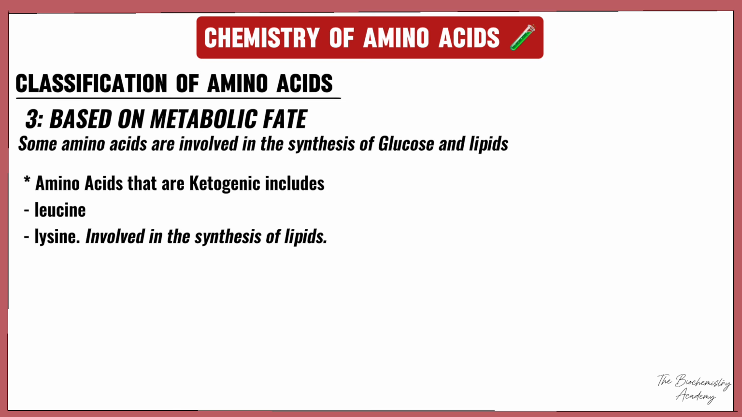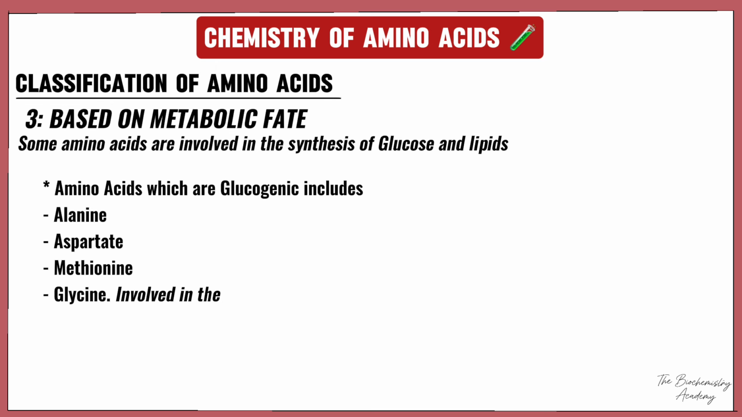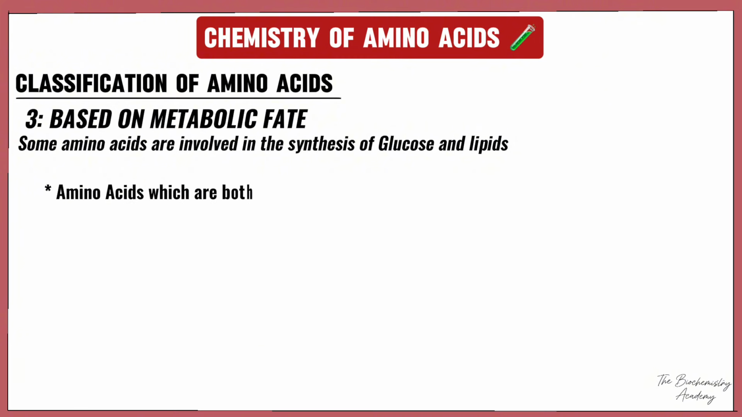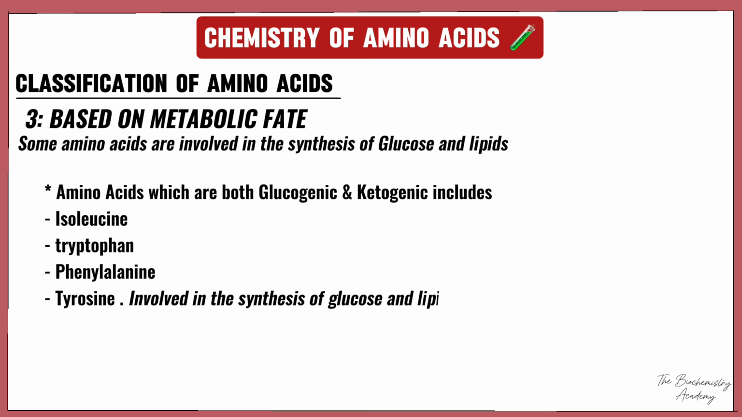Now, amino acids which are glucogenic include alanine, aspartate, methionine, and glycine. Now, amino acids that are both glucogenic and ketogenic include isoleucine, tryptophan, phenylalanine, and tyrosine.